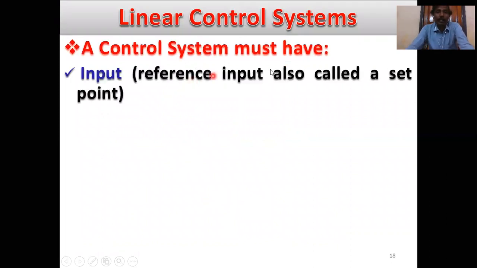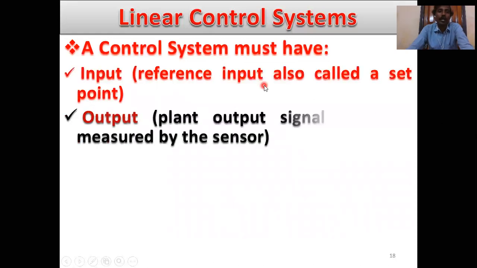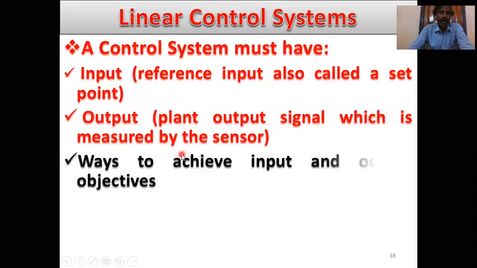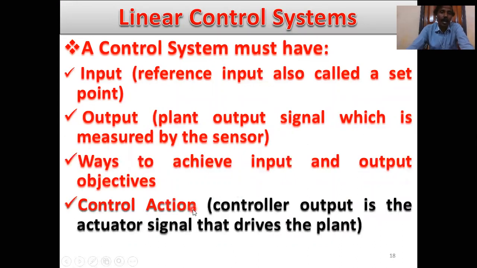What must a control system have? A control system must have input, that is the reference input, also called the set point. Input means reference input or set point, and output, the plant output signal, which is measured by the sensor, and ways to achieve the input and output objective, and control action. The controller output is the actuator signal that drives the plant. This is the control action and plant. These are all that control systems must have.